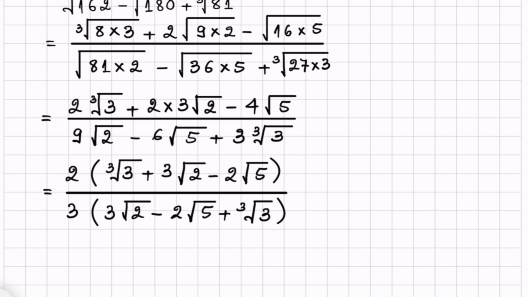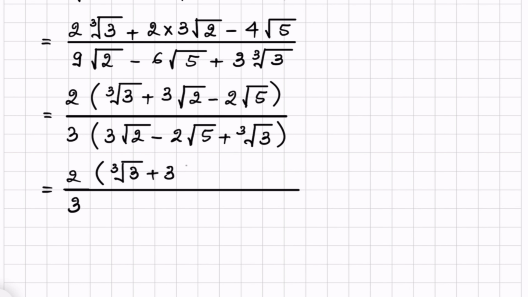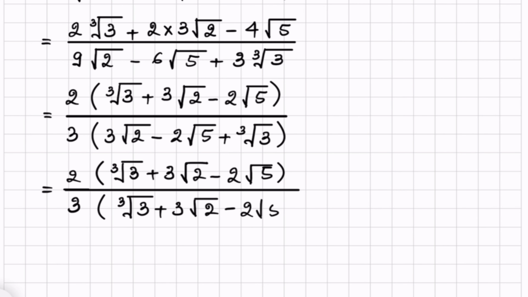As we can see, the factors in the numerator and this factor in the denominator are the same, just written in a different order. So we can arrange it in order to make it easier for us to see. I just write the numerator still the same, and then we can arrange the denominator as cube root of 3 plus 3 square root of 2 minus 2 square root of 5.